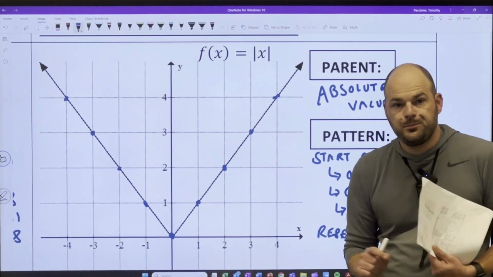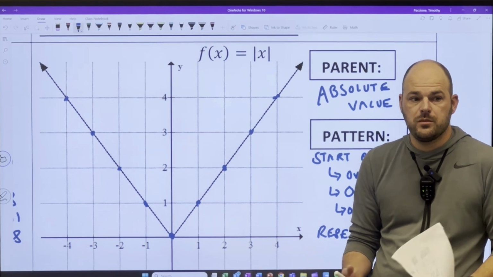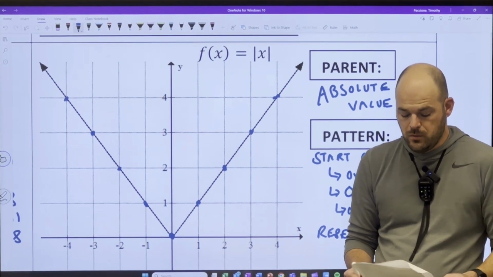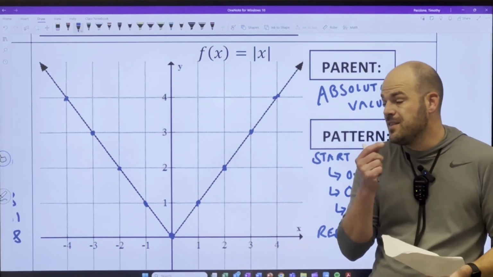Okay, so we're good on our parent functions. We know all the patterns. We're ready to go, right? Because it's going to get a little crazy here. All right, so on the back.